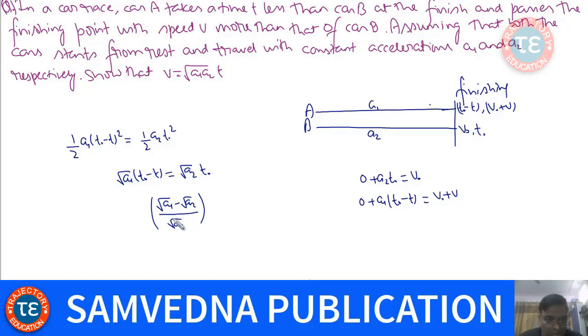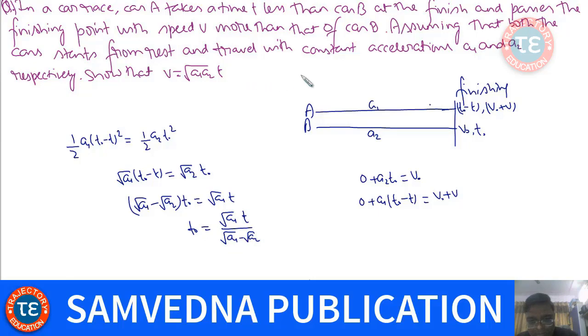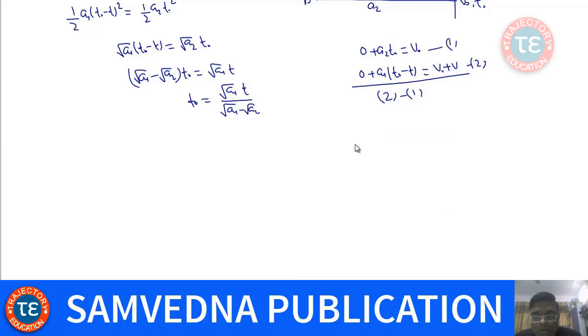So t naught is going to be this, into, I think we find t naught, and this is. Alright. And now what I can do is, this is 1, this is 2, you subtract 1 from 2, this will be giving you what? a1 times t naught minus t minus a2 t naught equals v. Alright, and you have all the values now. You can just put in all the values.